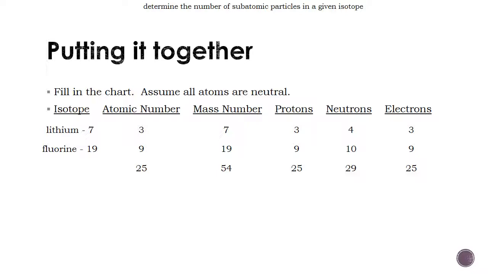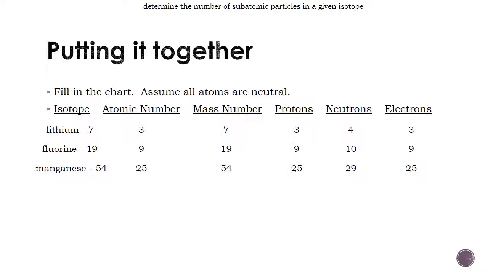And now I need to look at the periodic table and I need to find atomic number 25. And you will see that it is manganese. And so this particular isotope is manganese 54. And again, that 54 is the mass number that we already determined.